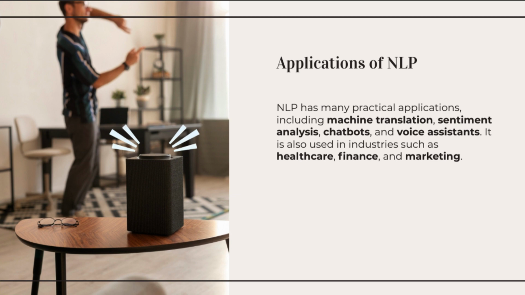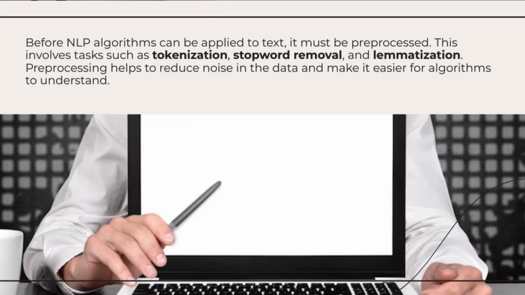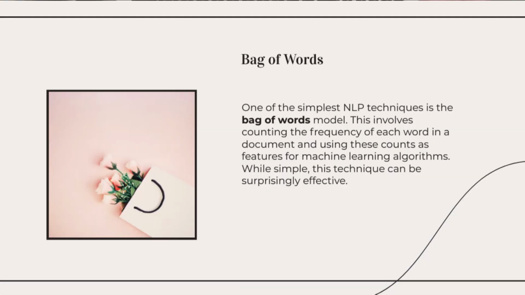2. Part of speech, POS, tagging, assigning grammatical tags to each word in a sentence, such as noun, verb, adjective, or adverb. 3. Named entity recognition, NER, identifying and classifying named entities in text, such as names of people, organizations, locations, dates, and other specific entities.